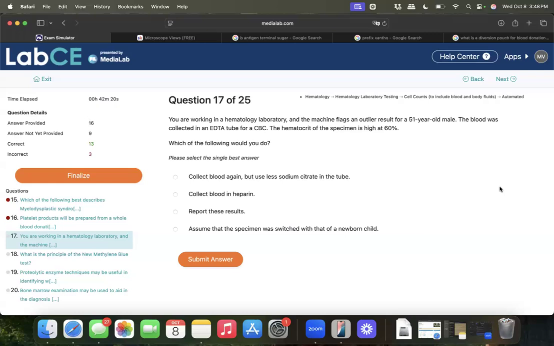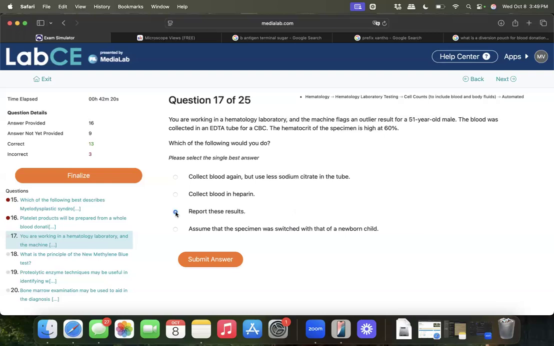Okay, so we're not going to assume that the specimen was switched with that of a newborn child for sure. So D, we're going to get rid of. Everyone's saying A, C, B. Collect the blood again, but use less sodium citrate in the tube. We didn't use sodium citrate at all, so I don't know where they're getting that from. So I would eliminate A. B, collected in heparin. That's not an appropriate tube for this. And then report the results. I mean, yeah, as long as everything else makes sense, I might report it. Like if that's a normal thing for him, because some people just have a high crit.